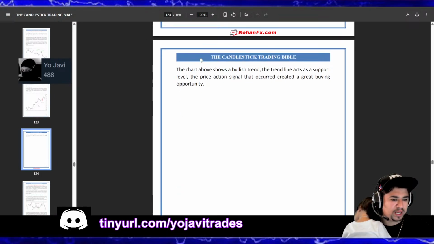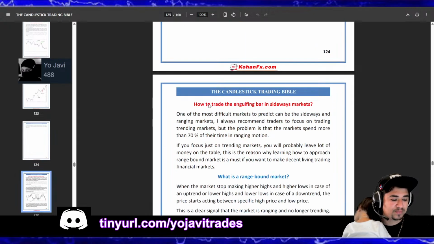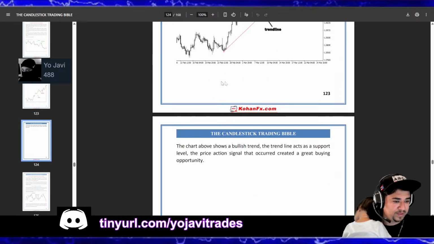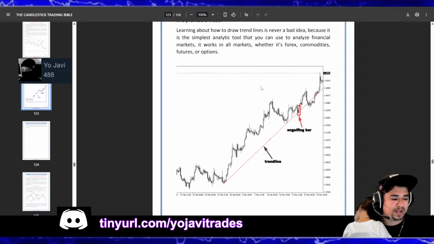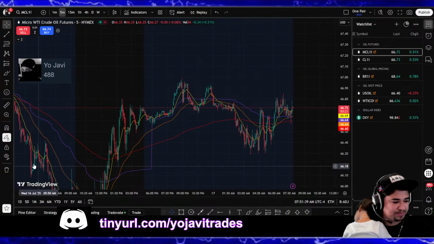And the chart above shows a bullish trend. The trend line acts as a support level. The price action signal that occurred created a great buying opportunity. Okay, that's it for this section. We're actually just gonna practice this together. Let's practice. That's all we're gonna do here.